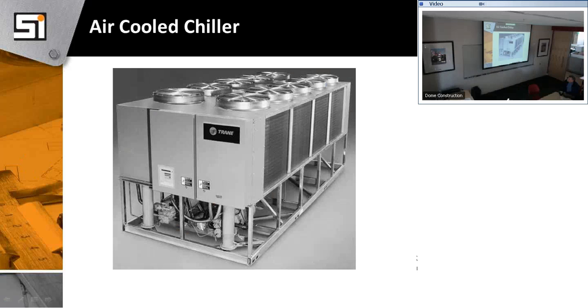So typically this is what you'll see on a roof. You see all the compressors are exposed here. You see a big tube, that's the chiller barrel. But this is the condenser. These are the fans, so we're drawing air and rejecting the heat, and we're creating chilled water here. So this is an air-cooled chiller.